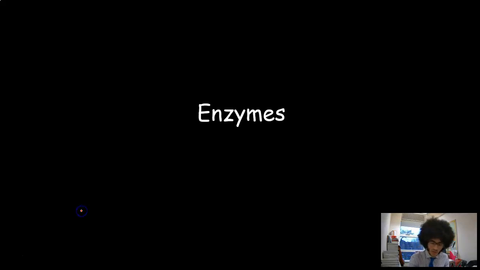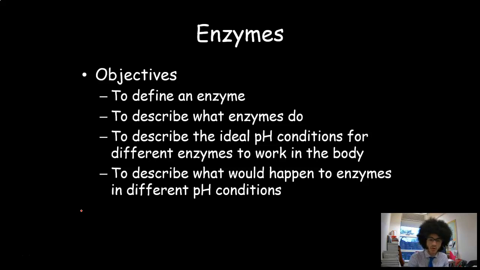So in today's video, I'll be talking about the following. I'll talk about what the definition of an enzyme is. I'll talk about what enzymes do. I'll describe the ideal pH conditions for different enzymes in different parts of the body. And I'll also describe what happens to enzymes in different pH conditions. For this last one, I'm not going to go into massive depths about it, but I will just talk briefly about it. In future videos, I'll talk more about the active site and stuff like that.